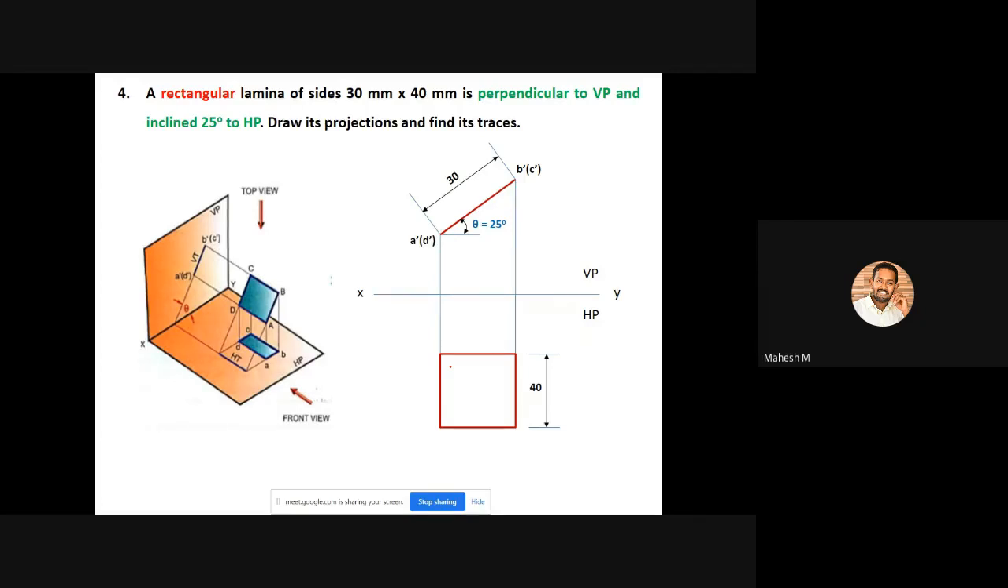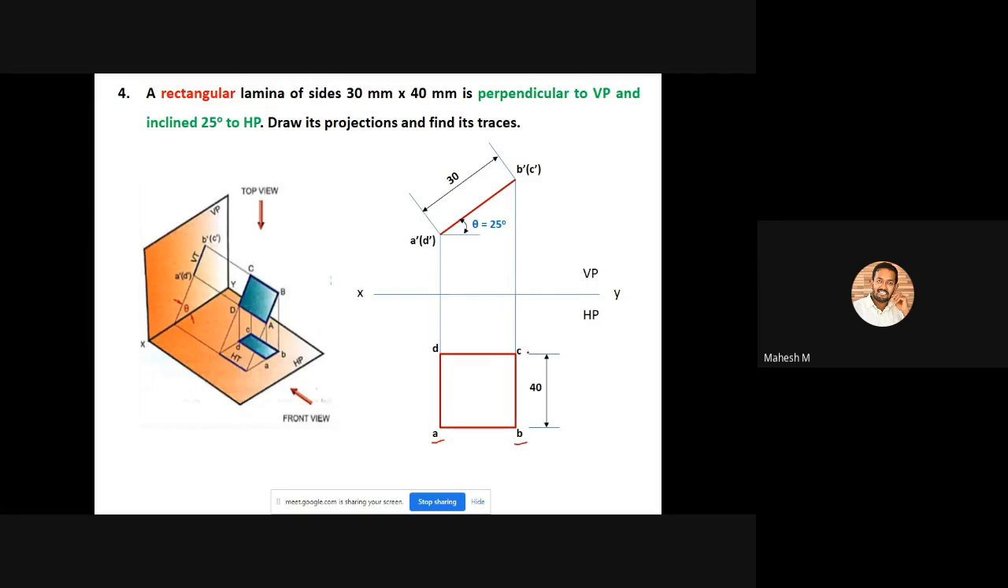While marking the notations, please look at this diagram. We're looking at this diagram from this position. CD line is nearer to the reference line, so here it will be D, here it will be C, and you can mark here as A and here as B. So this is our problem, and finally you have to mark the traces.